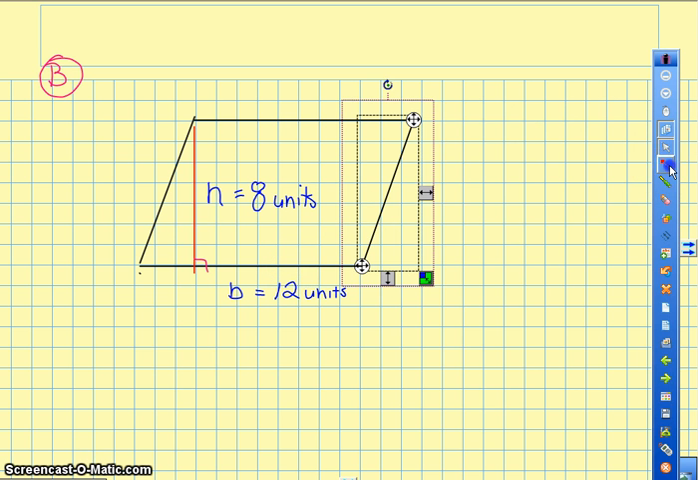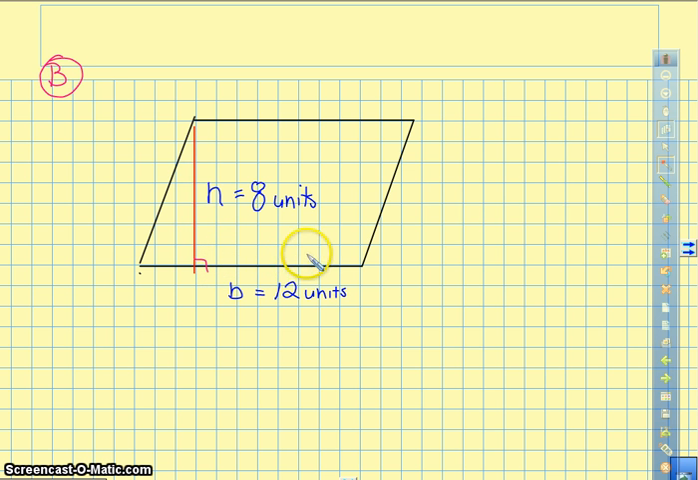Okay, so you actually would count the units. All right, so I have 1, 2, 3, 4, 5, 6, 7, 8, 9, 10, 11. Let's count again. You're counting the squares. 1, 2, 3, 4, 5, 6, 7, 8, 9, 10, 11. So I'm going to change this to 11 units.